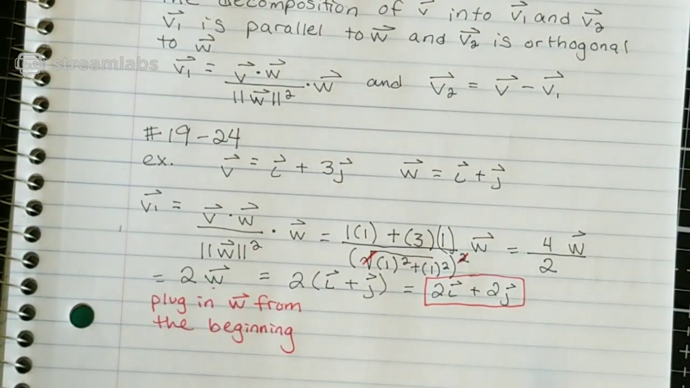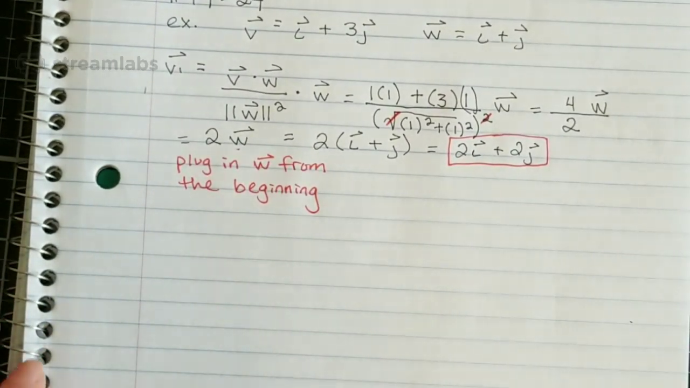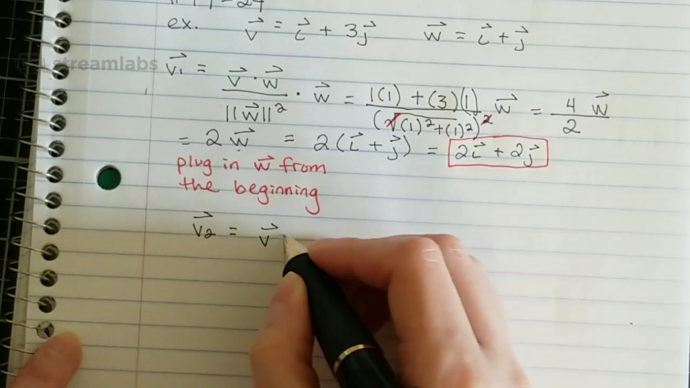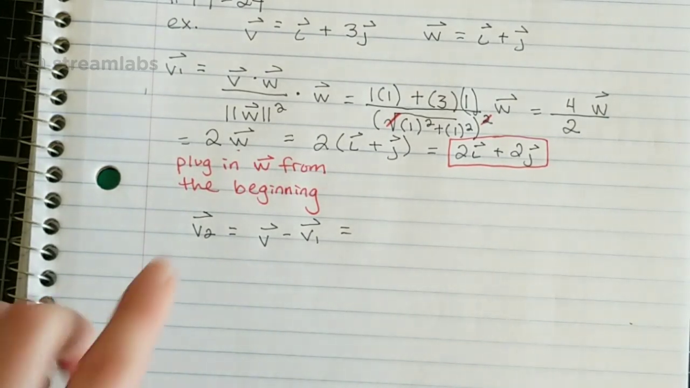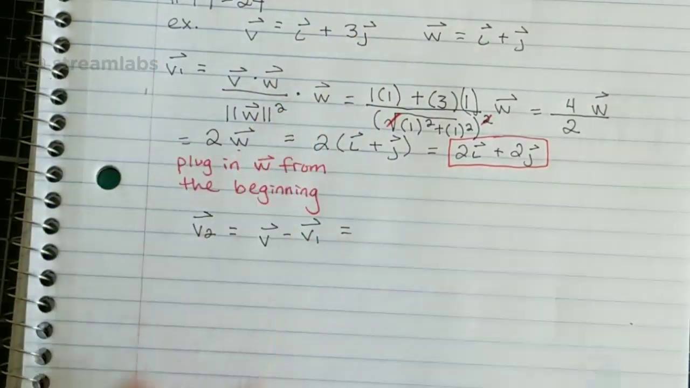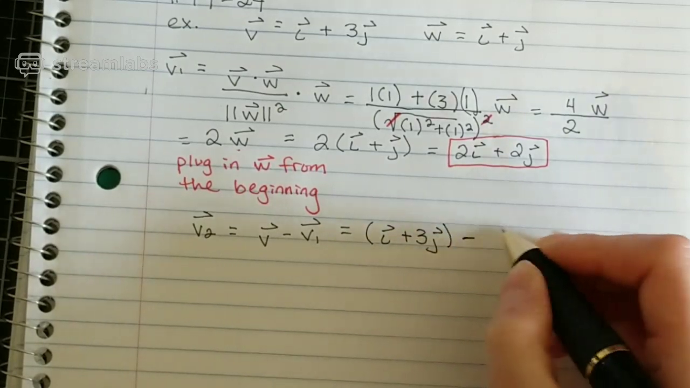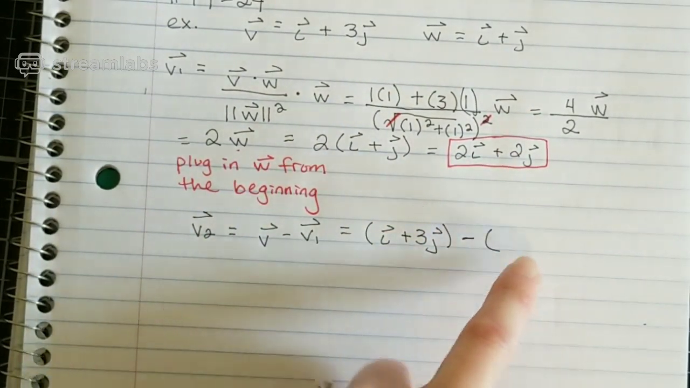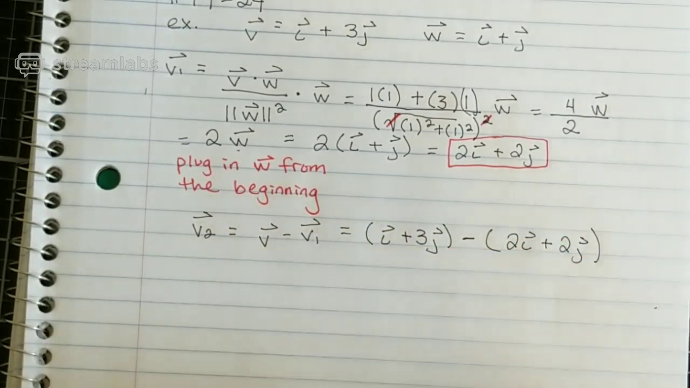And then we just have to do the last one, which is vector V2. So vector V2 is V minus V1. Okay, so V is I plus 3J minus, and V1 you just found, this is V1. So you're going to plug that in down here. So that's 2I plus 2J.